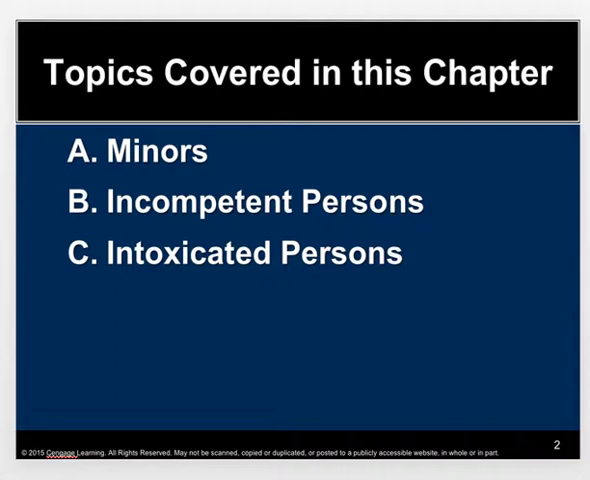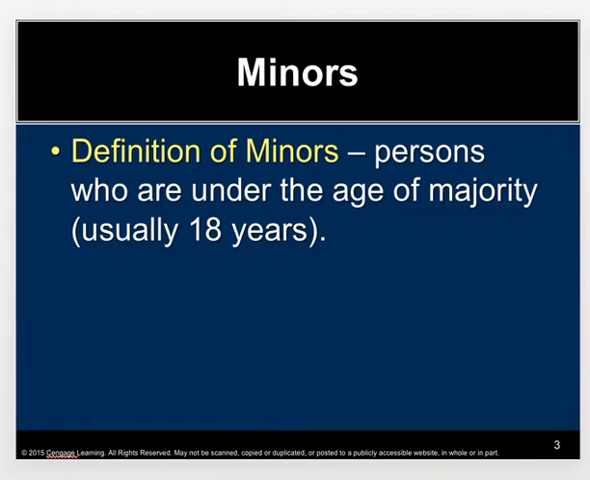So what are we going to talk about in this chapter? Well, we're going to talk about the contractual capacity of minors, incompetent persons, and intoxicated persons. Each of those obviously is treated a little bit differently. Let's start off with minors. So what is a minor? Because that's key. We have to start in the very beginning and talk about the definition.